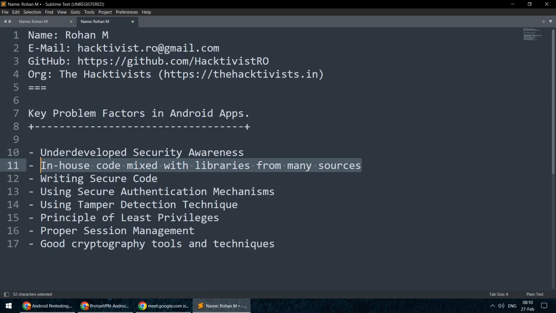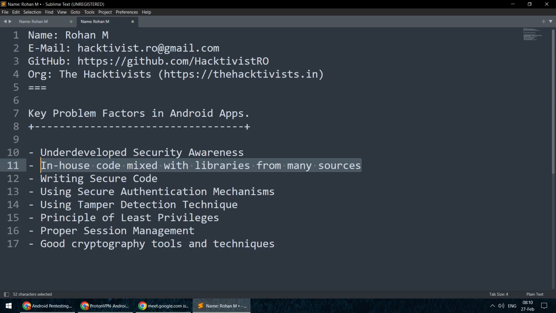So when we are developing some code in house, we will be integrating third-party libraries. If the libraries are vulnerable, our application will automatically become vulnerable. So when we are integrating any library, we should ensure the way by which we are mixing our in-house code with those third-party libraries, and keep in mind that these libraries can also be vulnerable.